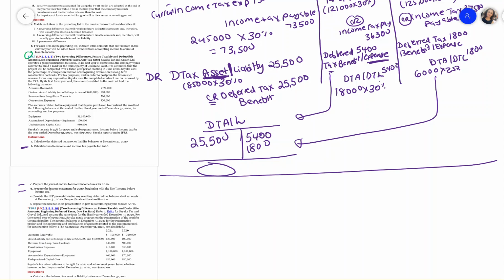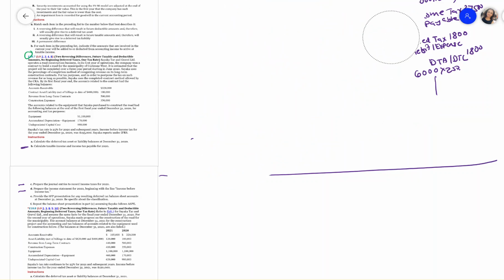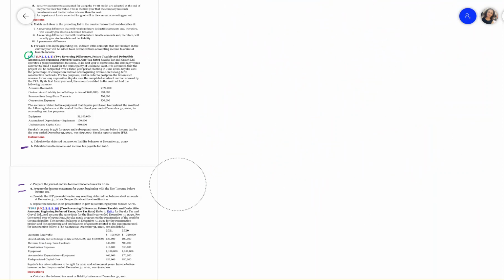So let's do the next one. Let me erase what I wrote. Since you already copied everything down, I'm just going to take a couple minutes to erase it. So let's do exercise 18.7. The next exercise we have to do is 18.7.